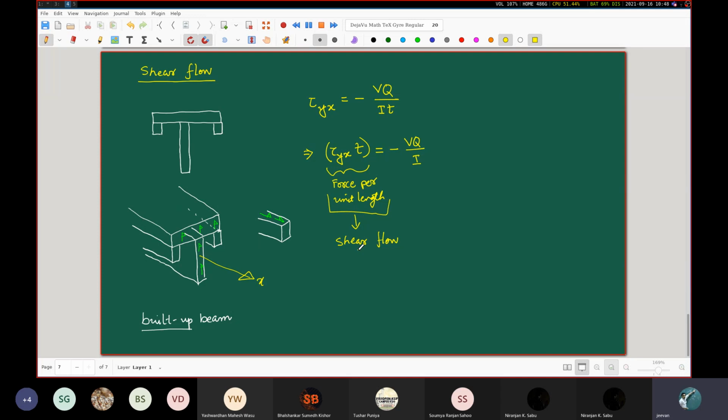Before going to that, I just want to highlight that this force per unit length calculation, or the shear flow calculation using this minus VQ by I, as far as the actual procedure is concerned, you don't have to do anything separately compared to the previous procedure. Okay, the same kind of idea will be used to actually calculate this value. So in terms of procedure it is nothing new, but in terms of the perspective of understanding the things, it is something different.